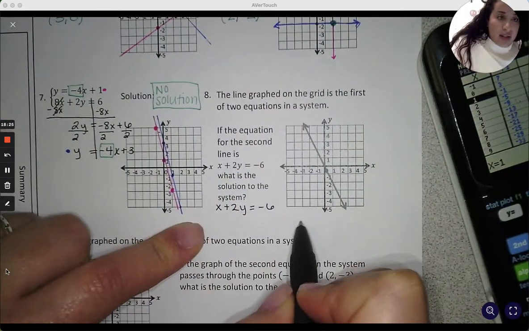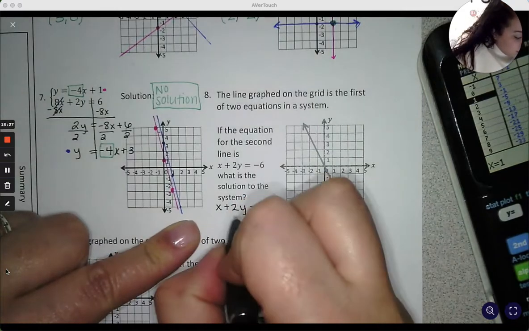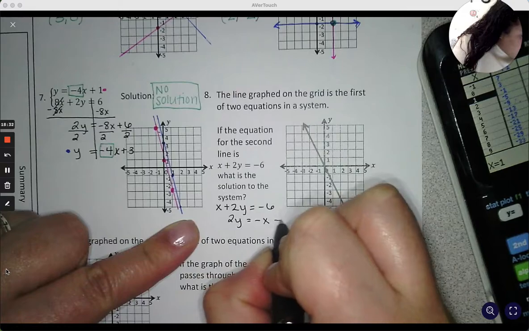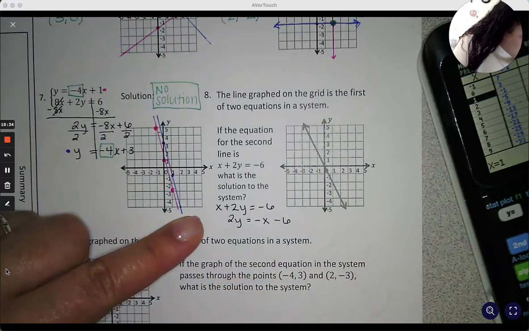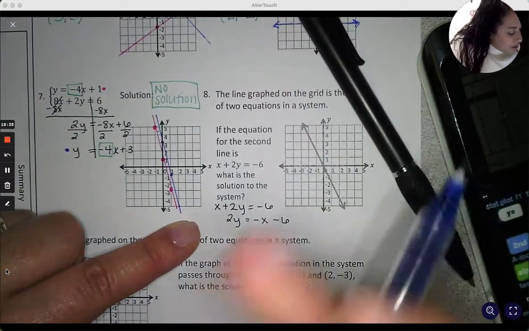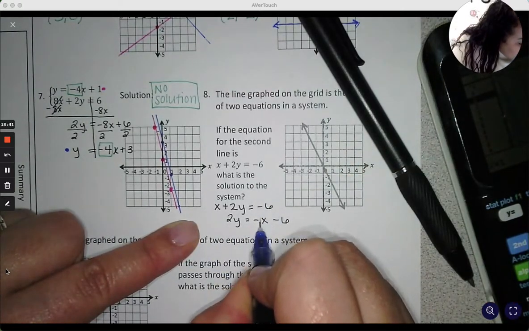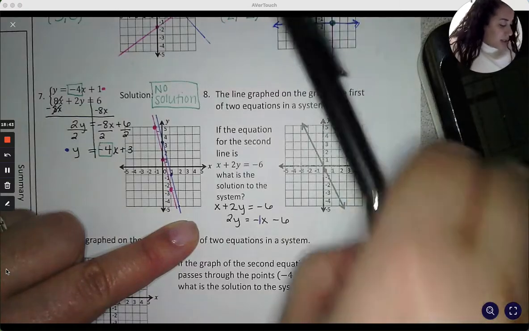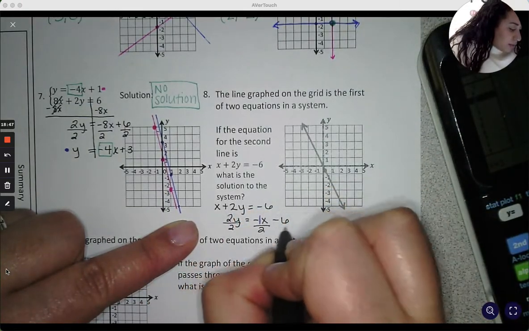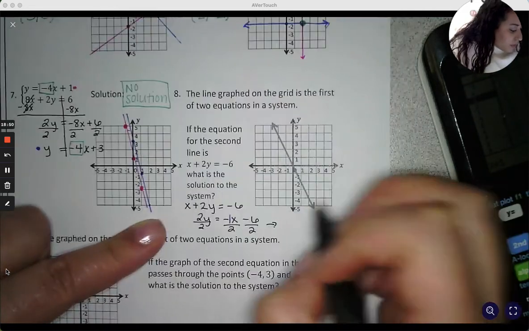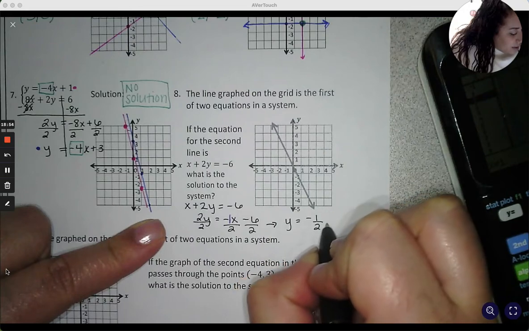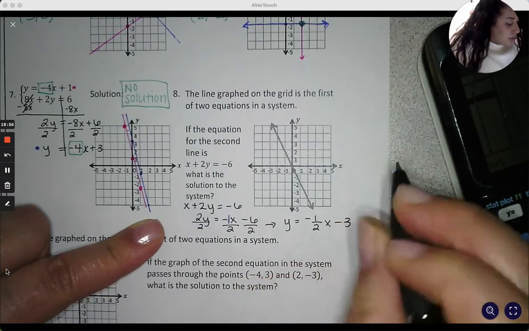So we kick our x out. So 2y equals negative x minus 6. And we divide up our stuff. So there's like an imaginary 1 here. Just remember there's that imaginary 1. So when I divide by 2, I get y equals negative 1/2 x minus 3.